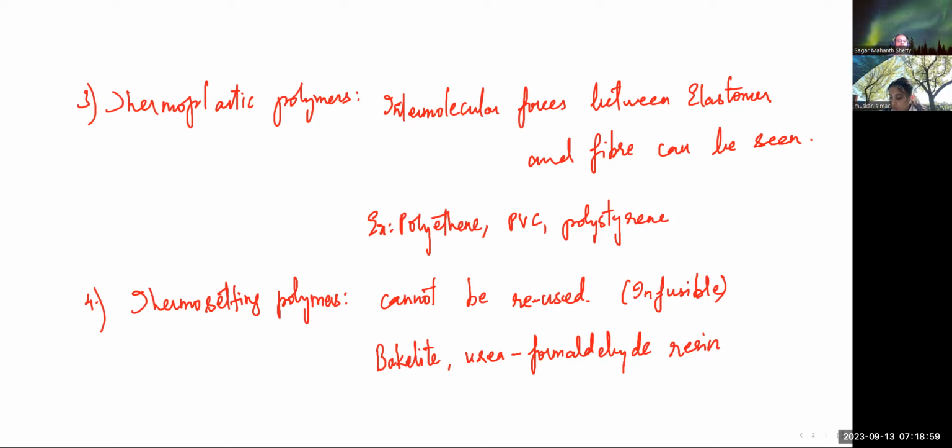Which, depending on the intermolecular forces, can be classified. The next one we're going to learn about is classification based on growth polymerization. When I say growth, it includes addition and condensation polymers. Nowadays they are referred to as chain growth polymers and step growth polymers, depending on the type of polymerization mechanism they undergo during their formation.